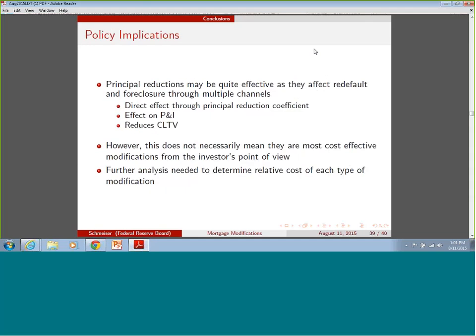So, in terms of some implications, in general, it looks like principal reductions are pretty effective. They operate not just through the estimate we get on the principal reduction coefficient, but also the fact that they affect the P&I and they also affect the LTV. So overall, a large effect. However, this doesn't necessarily mean that they're the most cost effective, the most beneficial to the investor or lender, given that, relative to the reduced risk of default and foreclosure, is this higher cost worthwhile? So further analysis is certainly needed there to determine which of these is the most cost effective at modification. And with that, I'll turn it over to Tess.